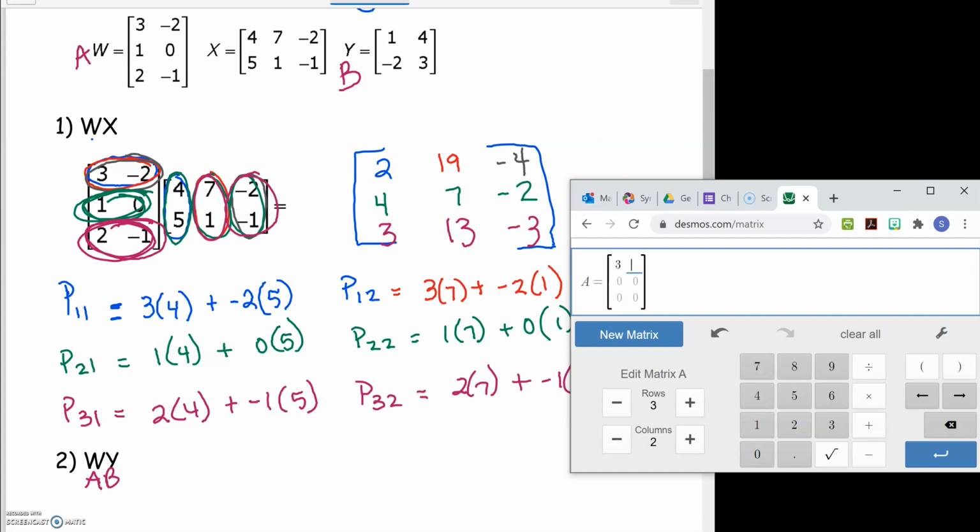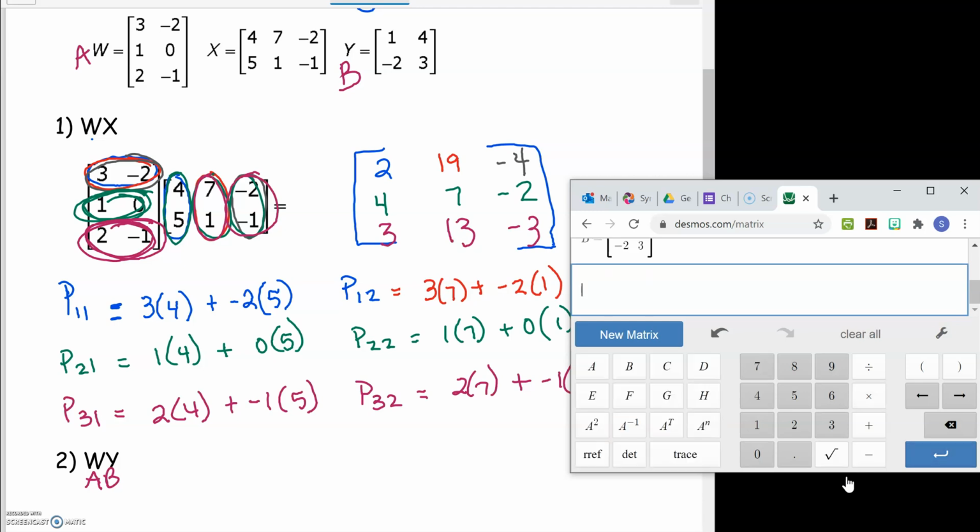I'm going to type in just my numbers: 3, then I want a negative 2, and then I want a 1, we'll do 0. So making it match my W, which I'm calling A. Then I'm going to hit new matrix and it'll go to B, and B does match, it's a 2 by 2. So I'm going to put all those numbers in. Now I'm going to hit my little arrow over, because I want to multiply those. So I'm going to hit A, B, and there it is.